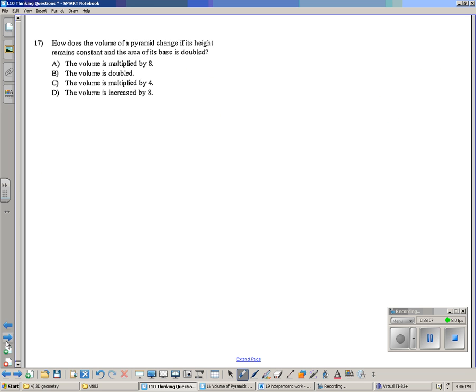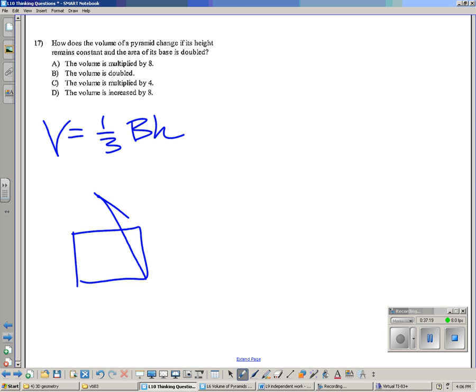All right, number 17. How does the volume of a pyramid change if its height remains constant and the area of its base is doubled? So interesting question. Volume of a pyramid is 1/3 big B times H. All right. So let's pretend I have a pyramid. Here it is. Yay. Pyramid.